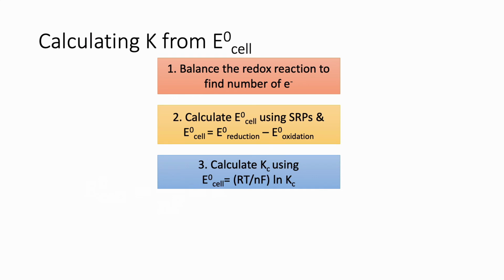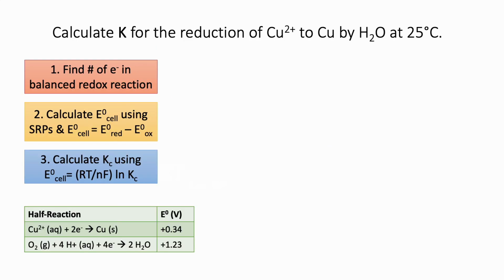So if we want to calculate our equilibrium constant from our cell potential, we're going to do a similar process to what we did before. First, balance the redox reaction, focusing on finding the number of electrons in a mole of reaction. Second, calculate our cell potential using standard reduction potentials from our table. And third, take those numbers and plug them into our equation. Right now we have that written as E naught of the cell equals something times the natural log of Kc, but we can do things the other direction as well. We can calculate Kc from the cell potential value. So let's go through and do something.